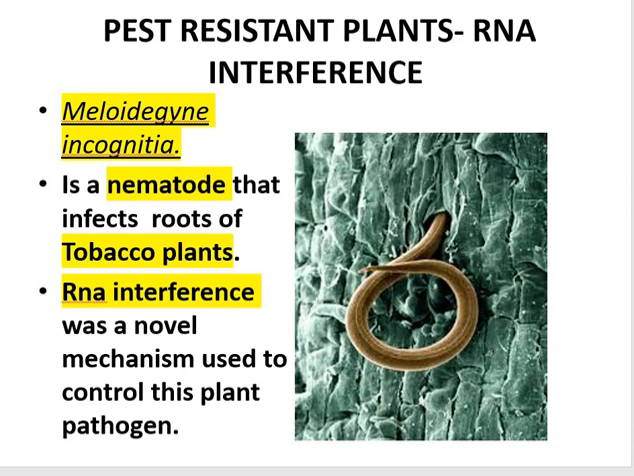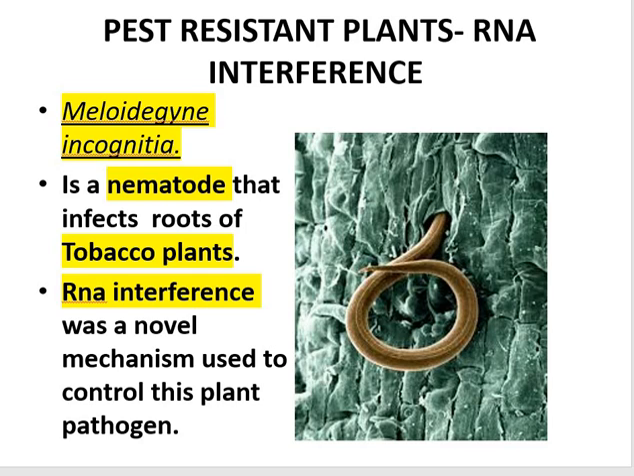Hello students, the topic is biotechnology and its application, and in today's class let us learn how pest-resistant plants are produced by using a novel method that is called RNA interference. RNA interference was a new mechanism which was used by biotechnologists to protect tobacco plants from Meloidogyne incognita infection.